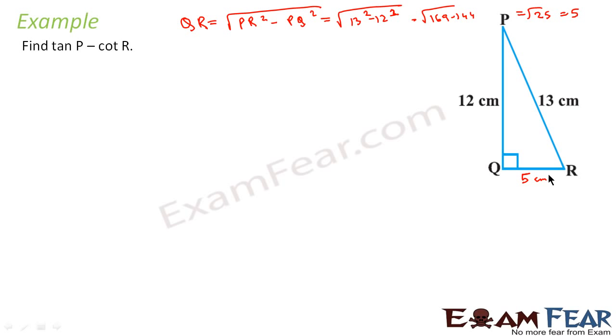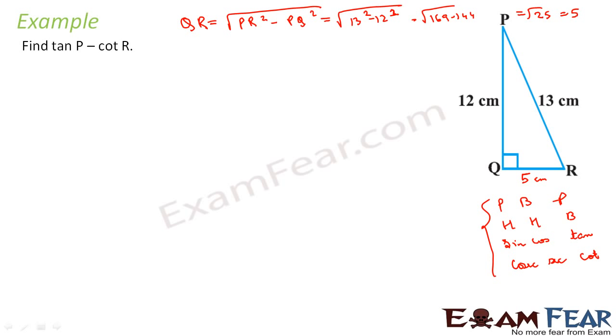Now you have to find tan P. First, let's use the formula Pandit Badri Prashad Hari Hari Bol. I'll write it here. Pandit Badri Prashad Hari Hari Bol: sine, cos, tan, cosec, sec, cot. You need to remember this.